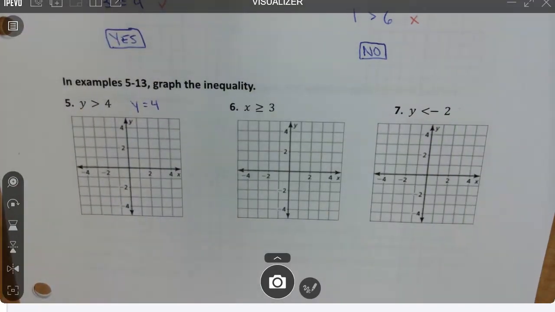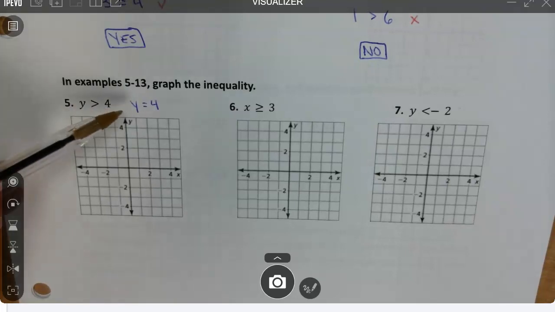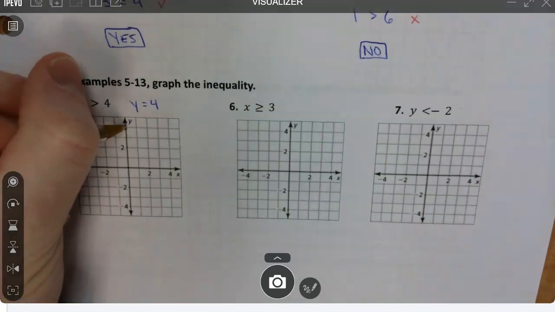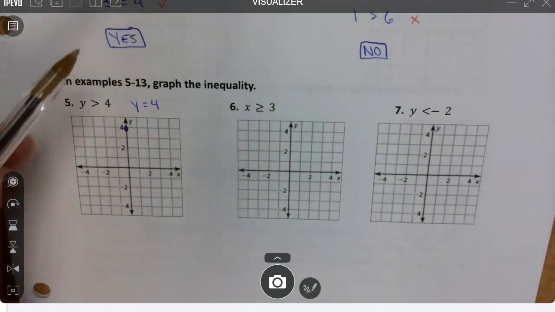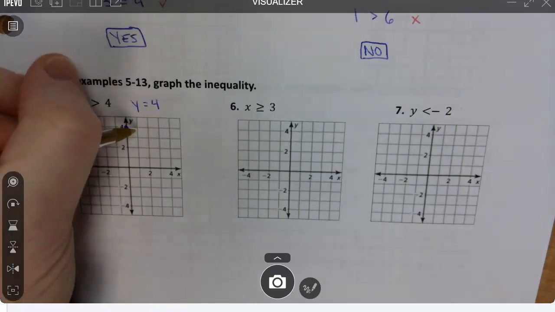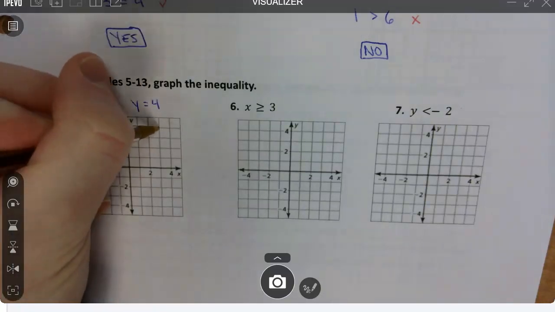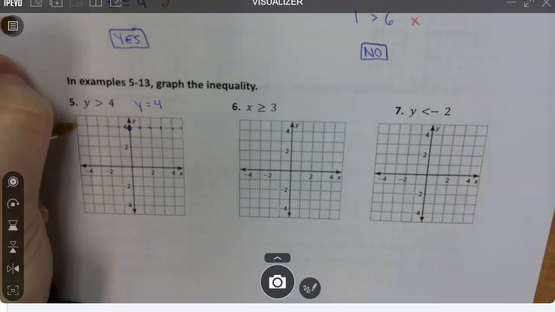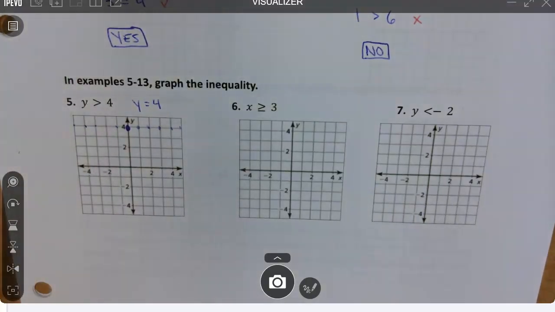And way back in November, we learned what this meant if you just had a y equal to a number. Well, where y equals 4 is right here. But a line that is y equals 4 means that every point on that line has a y value of 4. So that point, that point, that point, and then to the left, to the left, to the left, and on and on. I could go forever to the left and forever to the right.